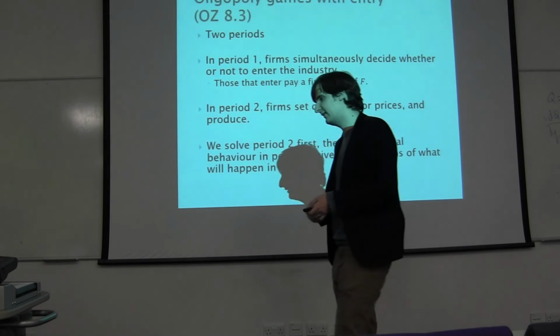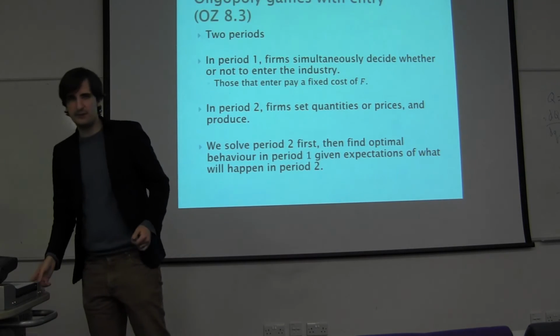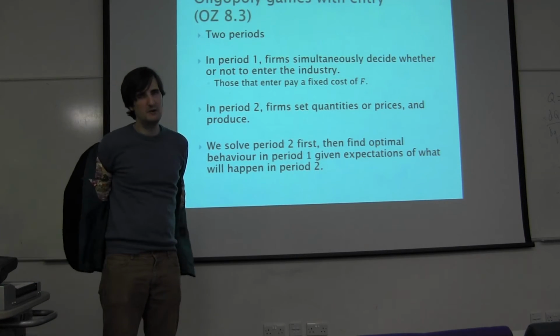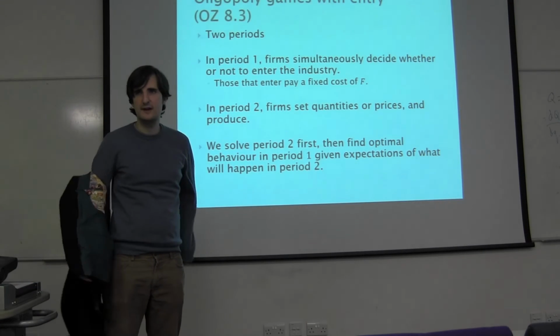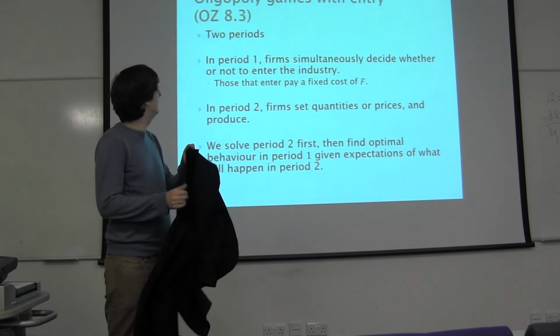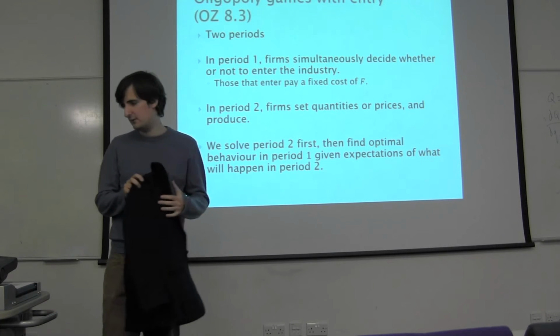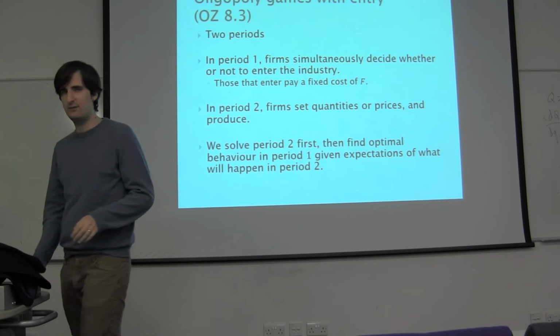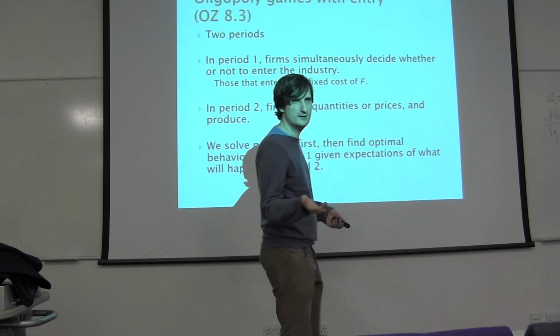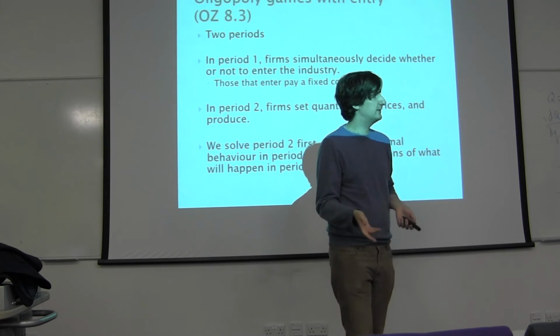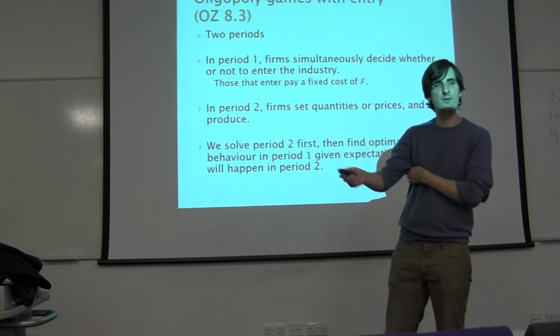Okay, so we're going to see some multi-period oligopoly games. We're not going to get to collusion today. Collusion we'll get to next week, but we're going to look at some games with entry. Okay, so firms decide in the first period whether or not they're going to enter the industry. If they pay the cost of entry, in the second period they get to compete.